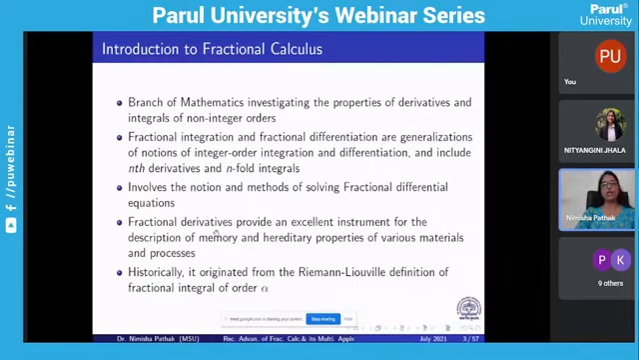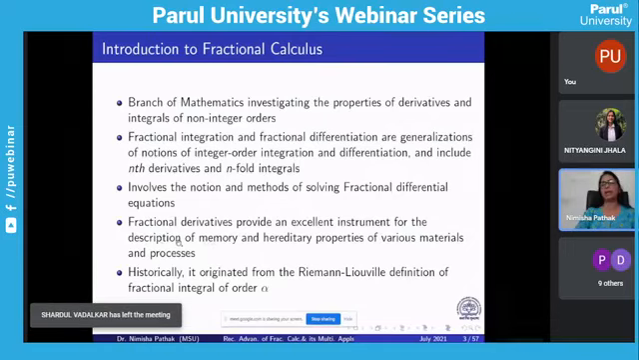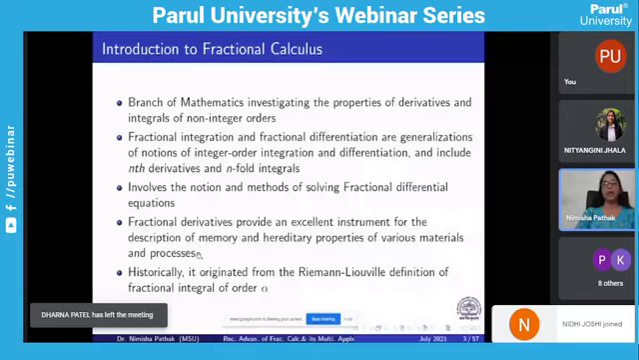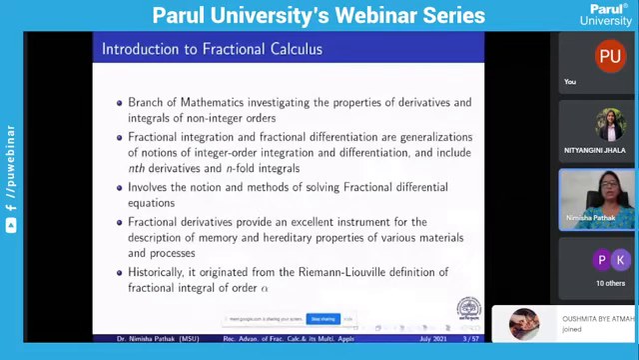Fractional integration and fractional differentiation are generalizations of the notions of integer order integration and differentiation, and include nth derivatives and nth fold integrals. So it involves the methods to solve fractional differential equations. And fractional derivatives provide an excellent instrument for the description, yes, this is the important word, the description of memory and hereditary properties of various materials and processes. And that's why right now we can see a number of applications of fractional calculus in real world problems.